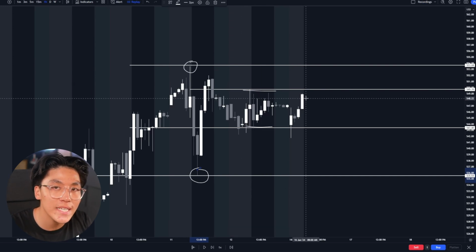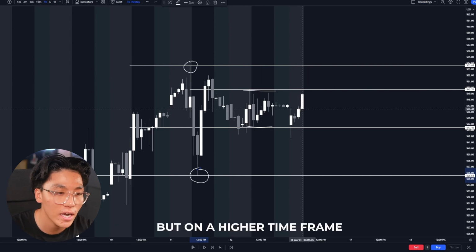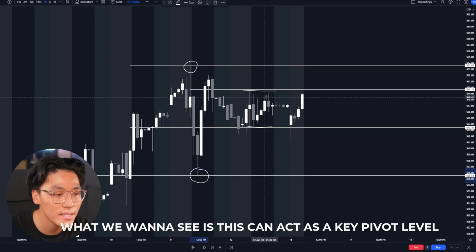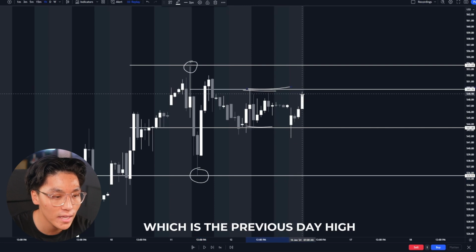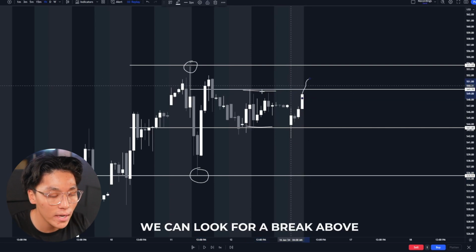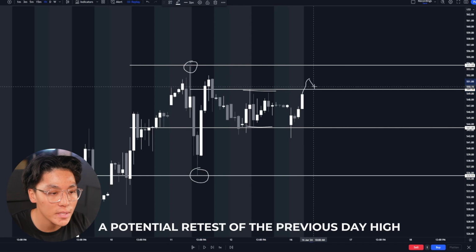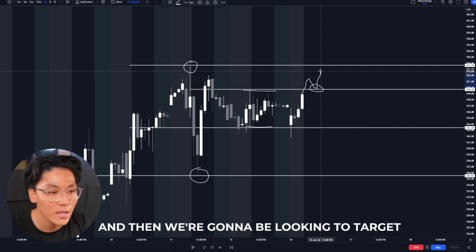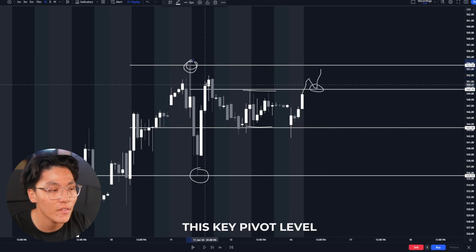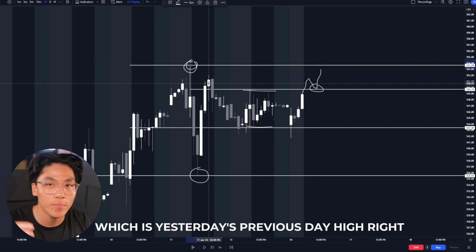So we can use the exact same strategy, but on a higher time frame. In this case, what we want to see is this can act as a key pivot level, which is the previous day high. We can look for a break above the previous day high level, a potential retest of the previous day high, and then we're going to be looking to target this key pivot level, which is yesterday's previous day high, right?